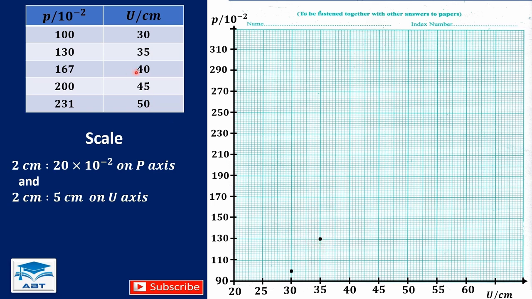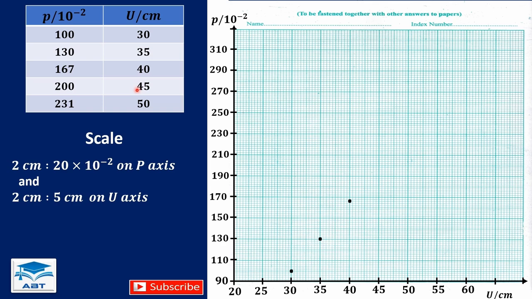The next one, 40. This is 40, 167. So this is 150. The middle here is 160. One box is 2, so 160, 2, 4, 6. And in the middle of the next box, we have 167.